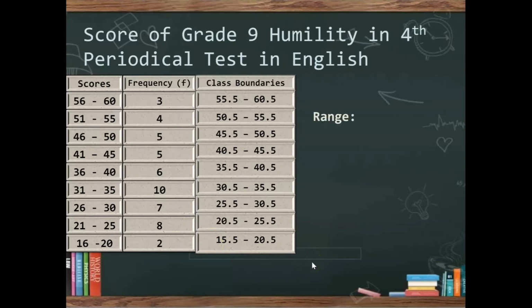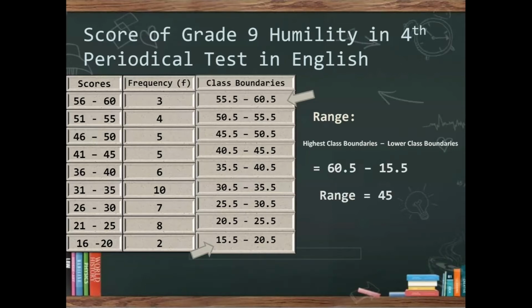Then proceed to range. Like what I said before, to get the range, you need to find the highest value and the lowest value. So the highest value is 60.5 and the lowest value is 15.5. 60.5 minus 15.5, our range is 45.